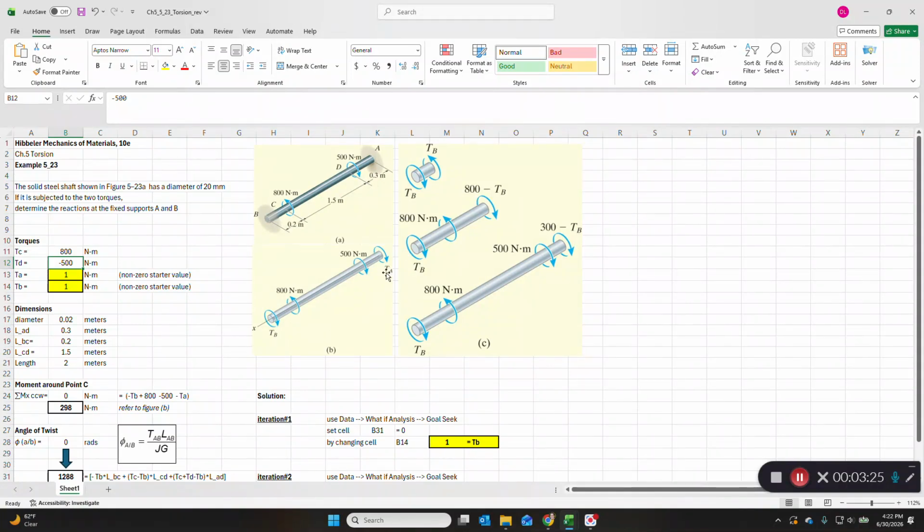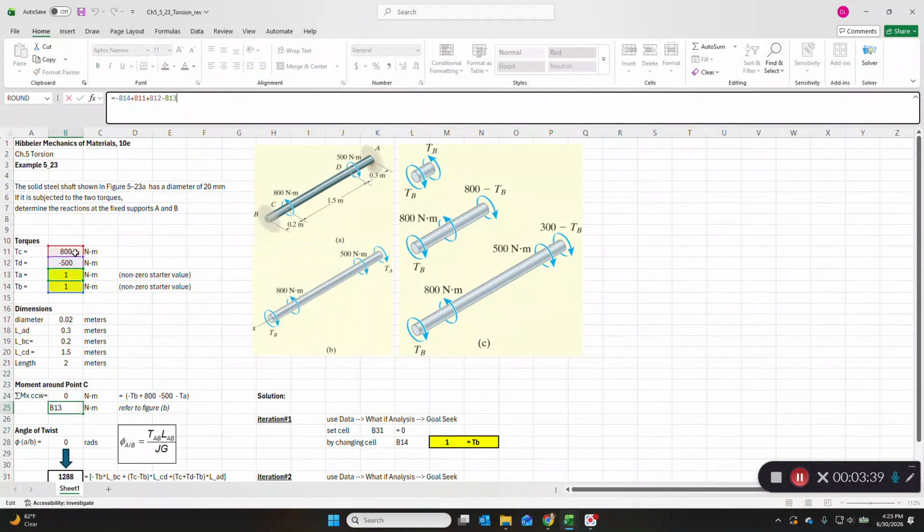So TB and TA are going to be negative torques. 500 is a negative torque, and 800 is a positive torque. So if you just sum those all up, they should equal 0. But they don't. They equal 298. Why do they equal 298? Because we are actually summing these four values that are highlighted.